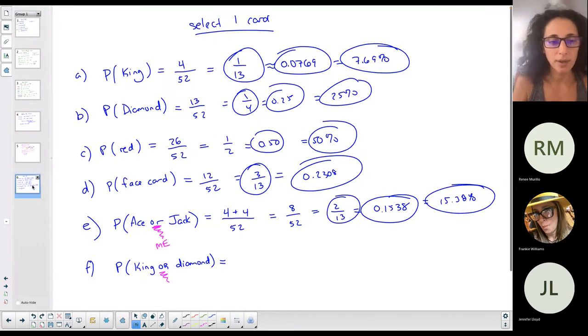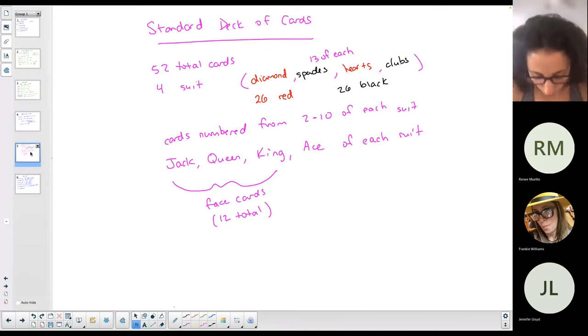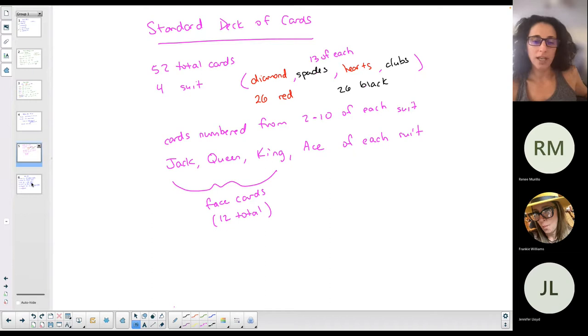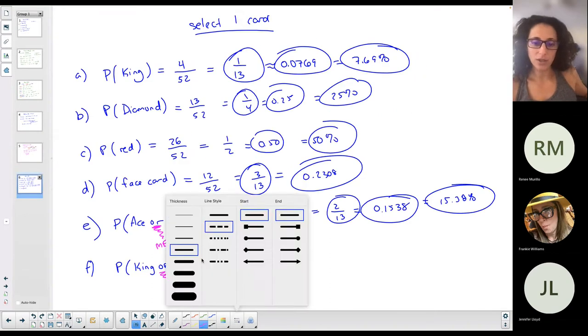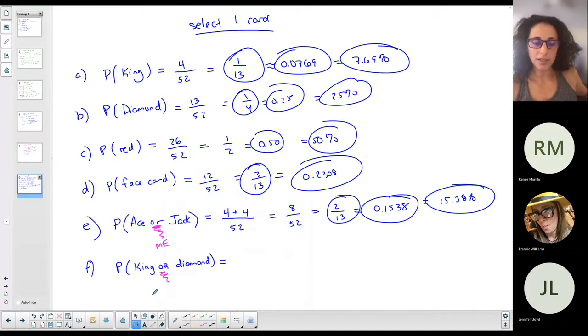But I'm talking about a king and a diamond. Are they mutually exclusive events, or can I have an intersection? Can I have a king of diamonds? You can have a king of diamonds. But you have a king of each one of these, right? You have a king of diamonds, a king of spades, a king of hearts, a king of clubs. So you do have an intersection of the two. So these are not mutually exclusive events.